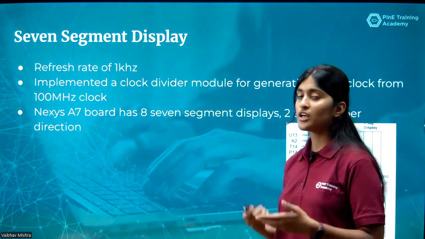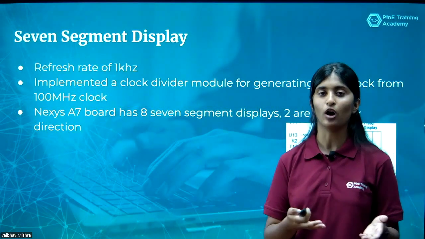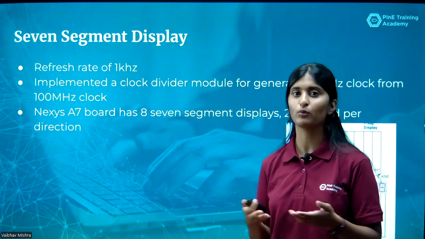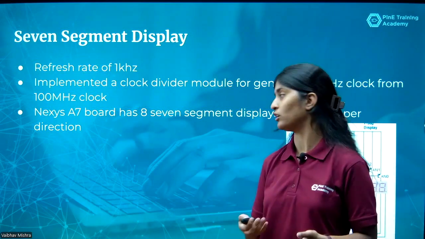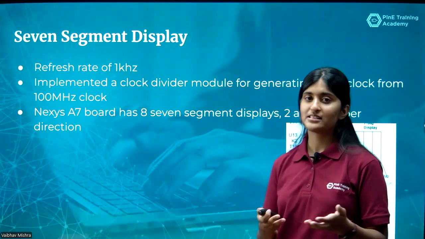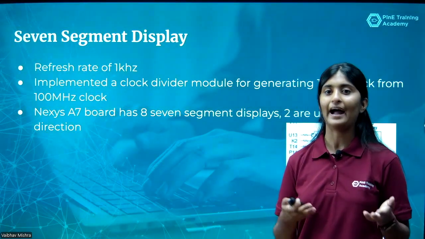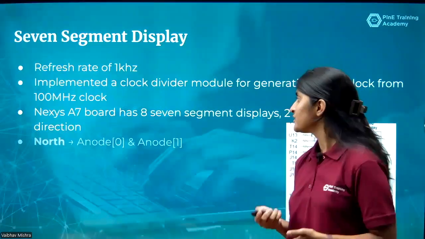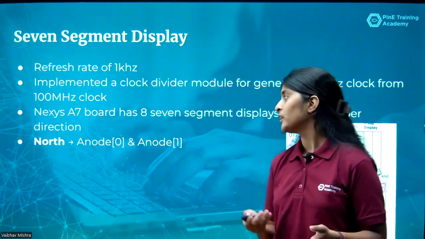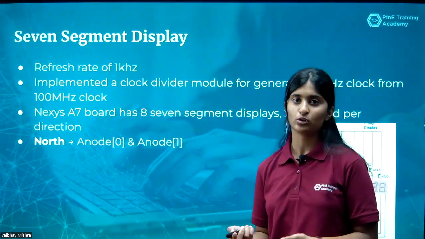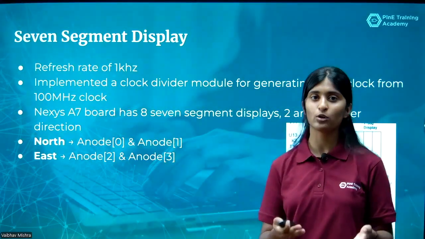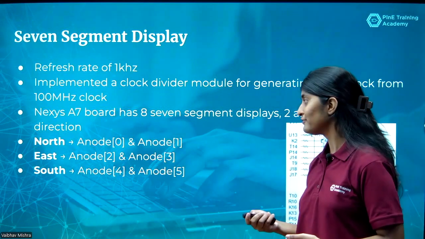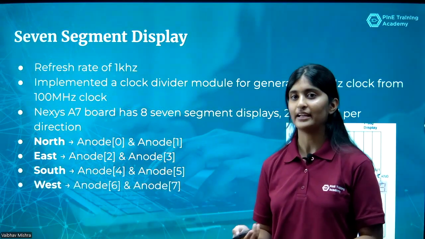Then for this 1 kilohertz clock generation, we have divided the clock of 100 megahertz to 1 kilohertz using a frequency divider module implemented in Verilog. So our Nexys A7 board has 8 7-segment displays, and 2 7-segment displays are used by each direction. Starting with the least significant anode, the north uses anode 0 and anode 1. Then east uses anode 2 and anode 3. South uses anode 4 and anode 5. West uses anode 6 and anode 7.